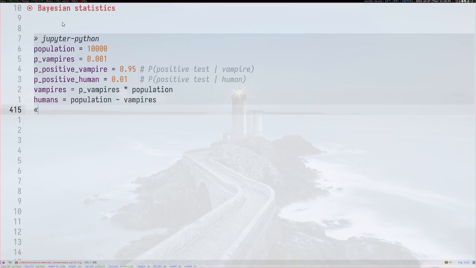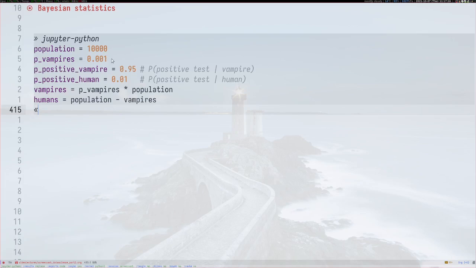So to have a first very simple example of Bayesian statistics, we look at this idea of a population. Let's say there are 10,000 people in the population. As you will see, if you do the math by hand, actually this population is totally irrelevant, but it helps you to get into things if you can count numbers. So we have a population of 10,000 individuals, and we know that 1 out of 1,000 of these people are vampires.